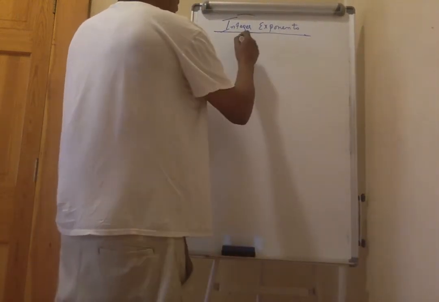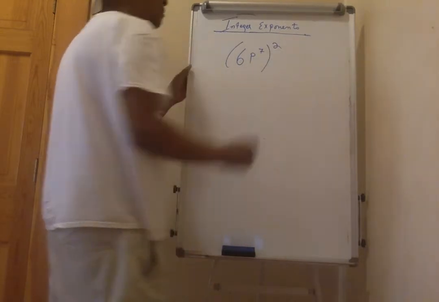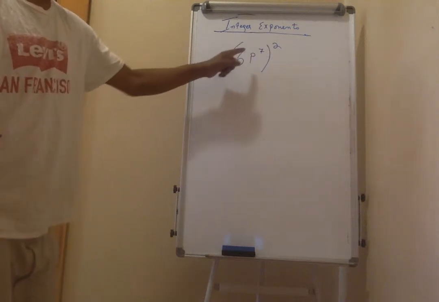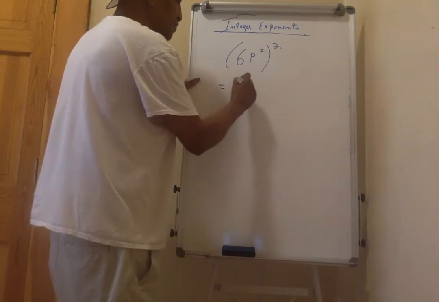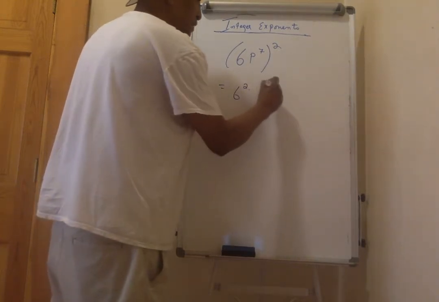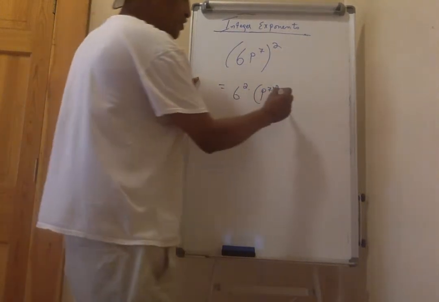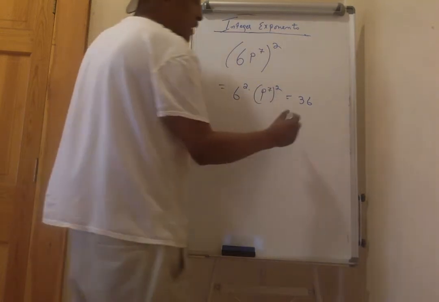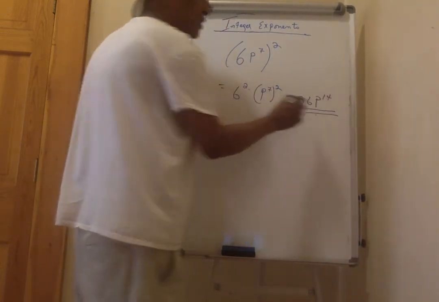Now, how about 6p to the 7 to the 2nd? Mind you, the exponent 2 is distributed to 6 and p to the 7. So you can write this as 6 to the 2nd times p to the 7 to the 2nd. But 6 to the 2nd is what? 36. Then use the power rule. 7 times 2 is 14. So this is p to the 14th, and then we're done.